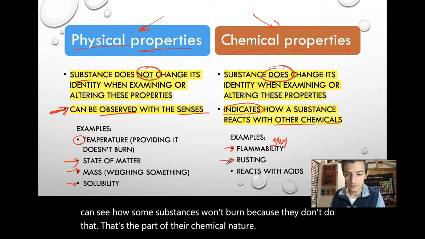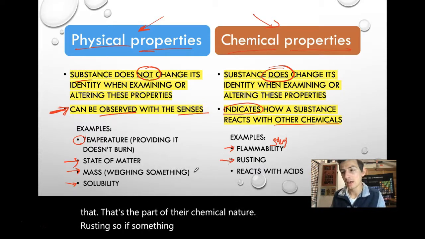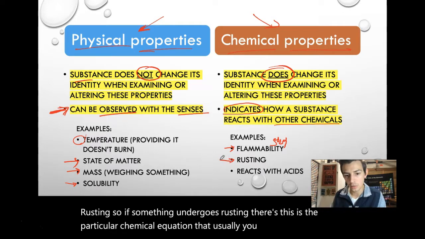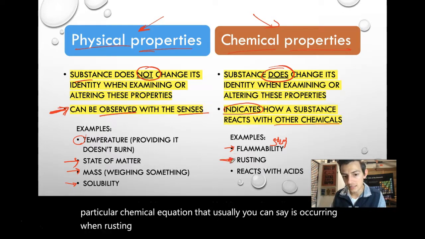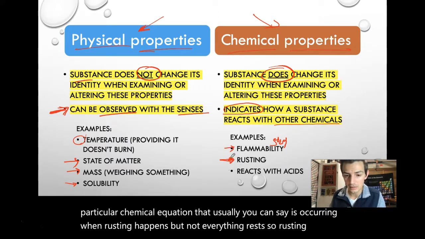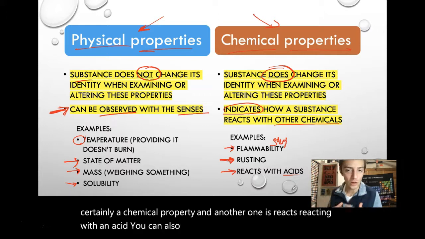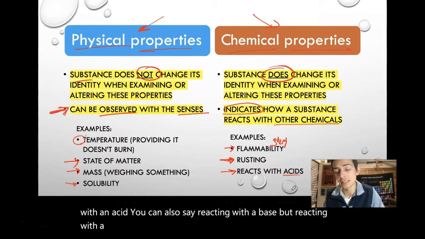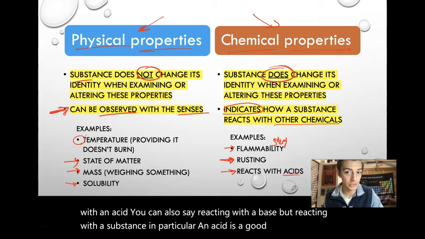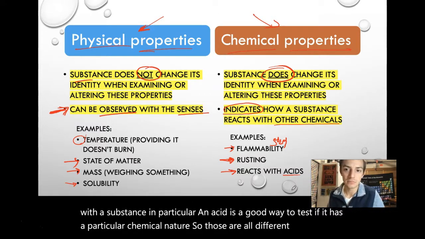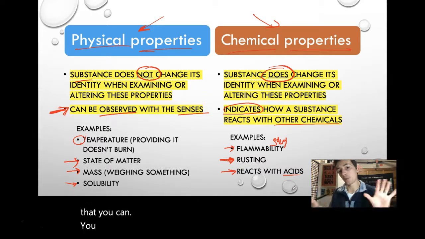Rusting. If something undergoes rusting, this is the particular chemical equation that usually you can say is occurring when rusting happens, but not everything rusts. So rusting is certainly a chemical property. And another one is reacting with an acid. You can also say reacting with a base, but reacting with a substance, and in particular an acid, is a good way to test if it has a particular chemical nature. So those are all different ways that you can categorize things as chemical or physical.